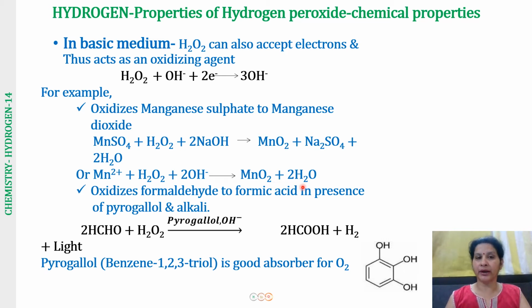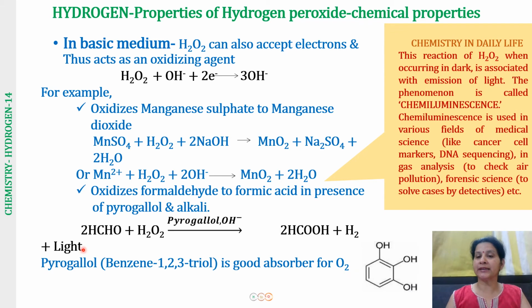Another very important reaction in the basic medium which you have to remember is that this oxidizes formaldehyde to formic acid in presence of pyrogallol and an alkali. So this is 2HCHO, formaldehyde, plus hydrogen peroxide in presence of pyrogallol and an alkali forming formic acid. This is an oxidation reaction of an aldehyde into an acid, and along with this hydrogen is produced, and along with this light is produced. So this is very important.